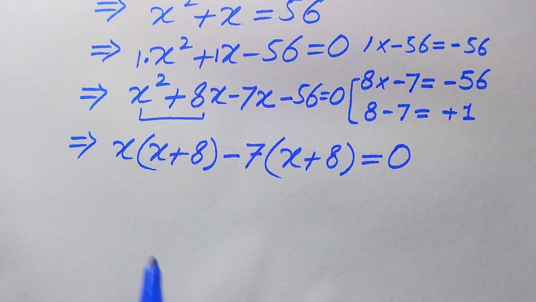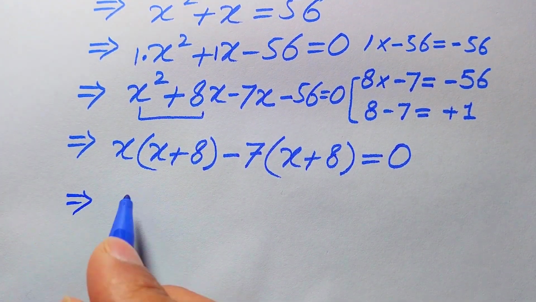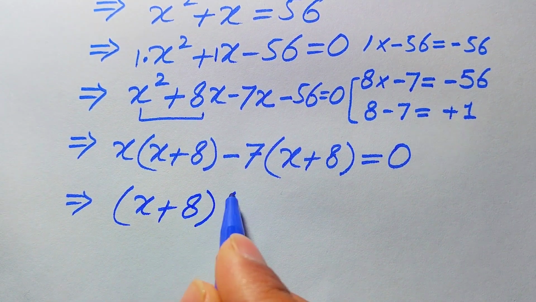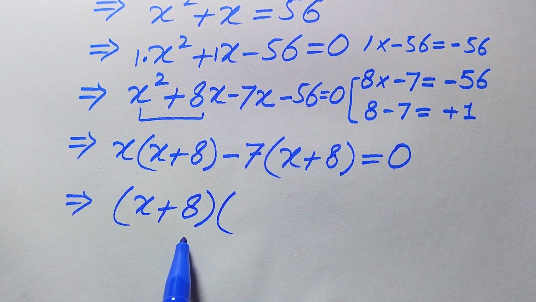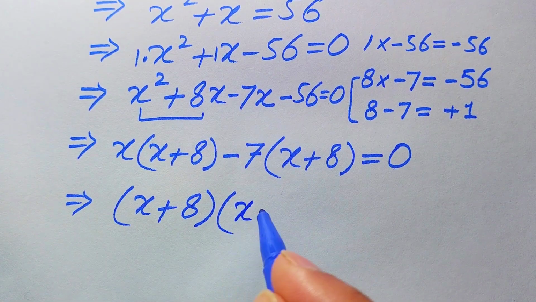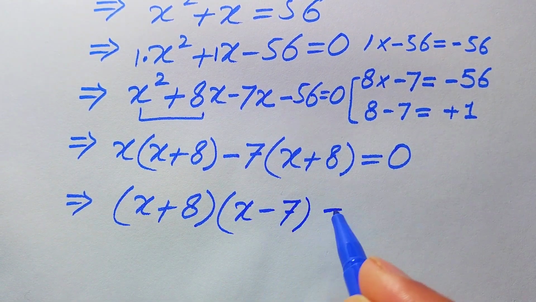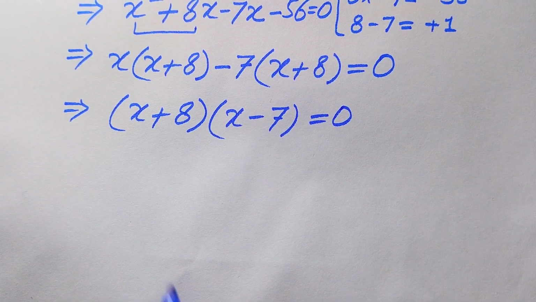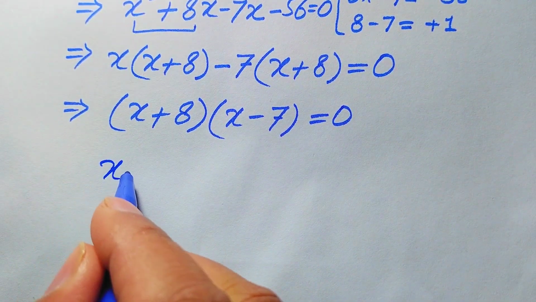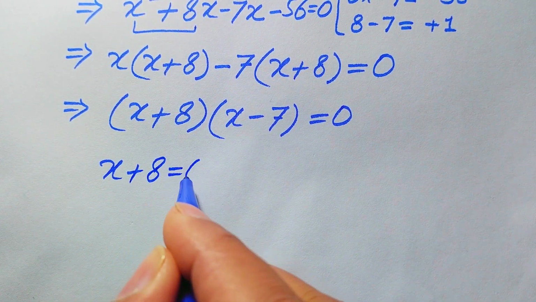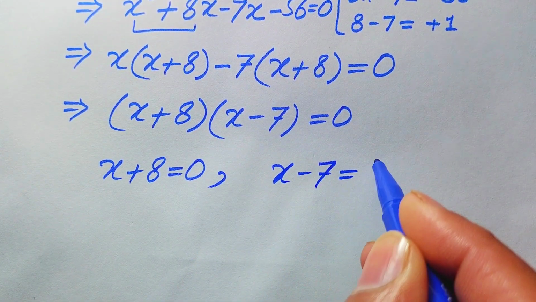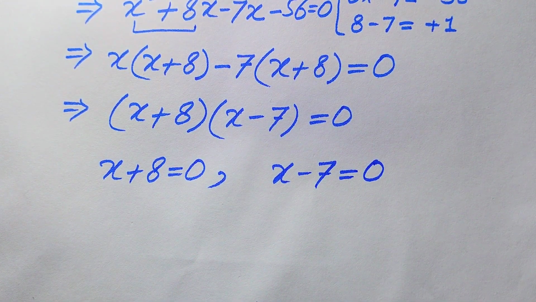And now in the next step you see here both of these two terms involve the factor x plus 8, so that x plus 8 is the common factor, and when we take common x plus 8 we get the remaining values x minus 7, and this whole equation is equal to 0. And now in the next step we need to divide this equation into two cases. The first case is we write x plus 8 equals 0, and the second case is we write x minus 7 is equal to 0.